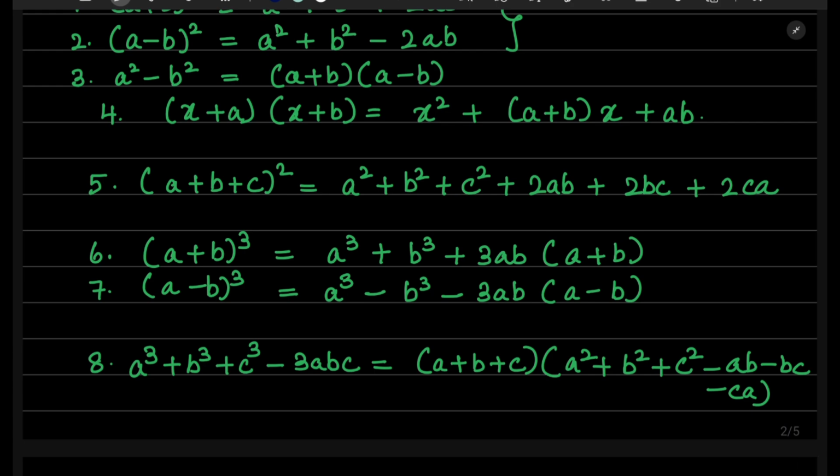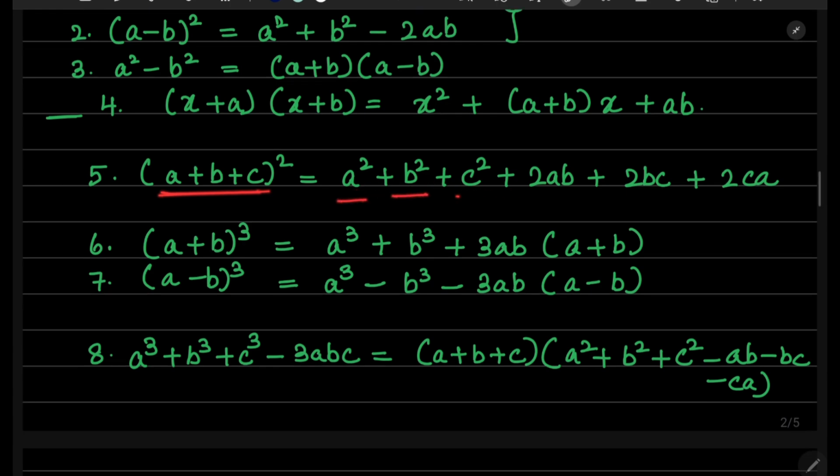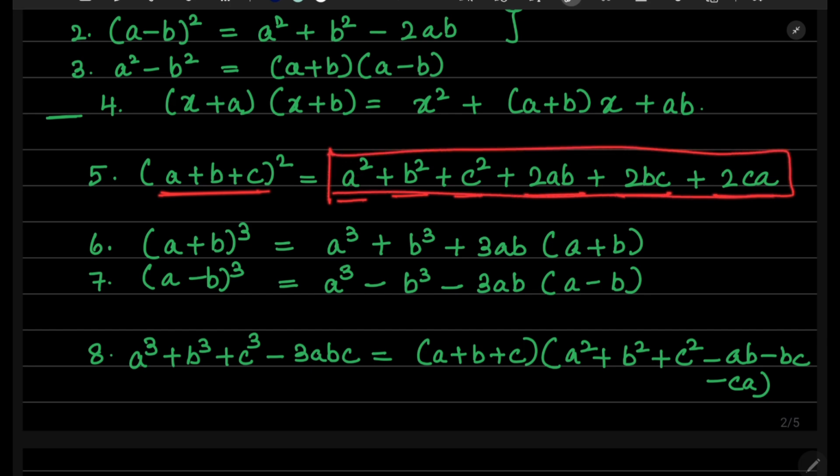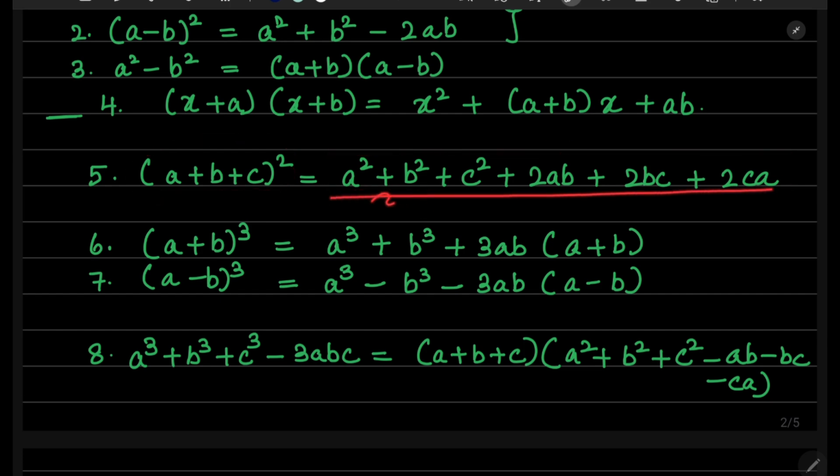Till the 4th one we already saw in the previous video. So today we will see from the 5th identity onwards, which is (a plus b plus c) the whole square equal to a square plus b square plus c square plus 2ab plus 2bc plus 2ca. This is called the expanded form, the bigger, lengthier form, and the other is the short form or compressed form. Let us do some problems based on these identities.